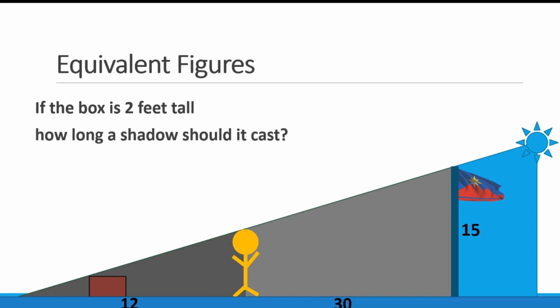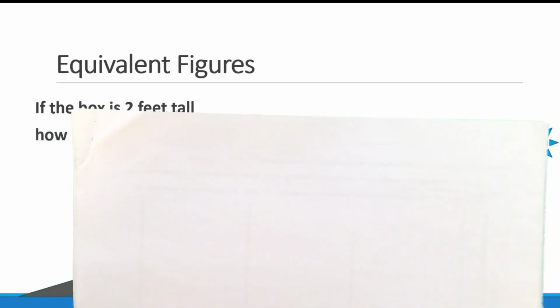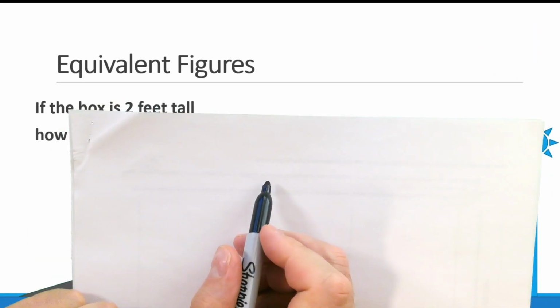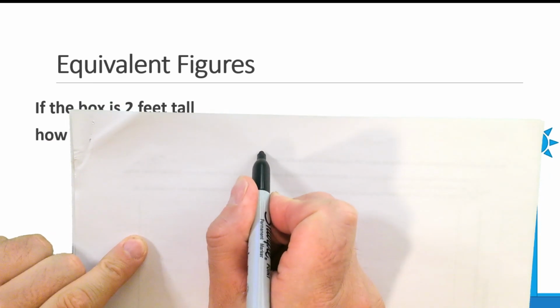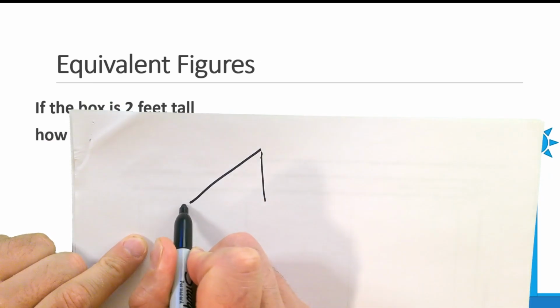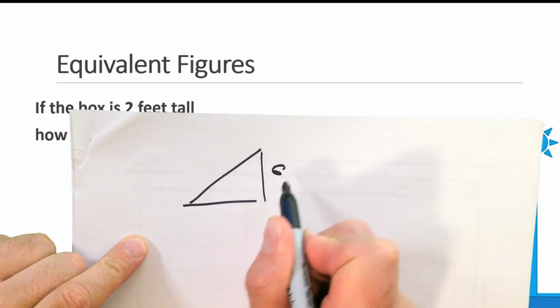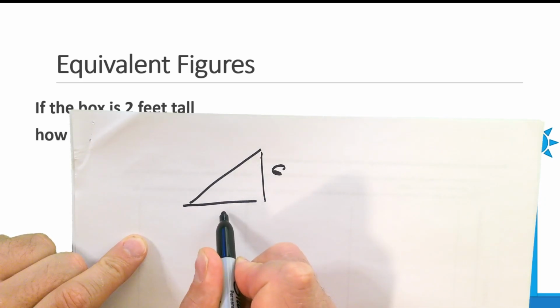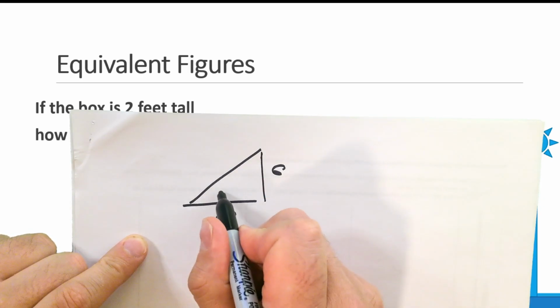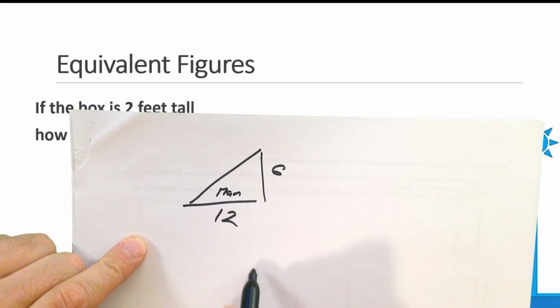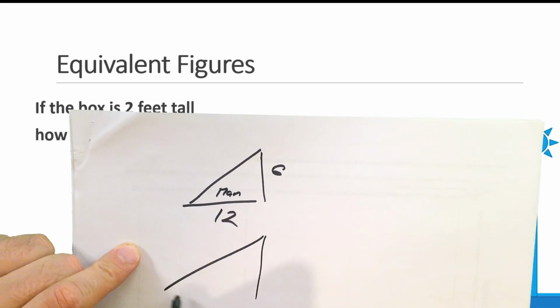In this case, there's a number of ways we could actually solve it. One way would be to compare it to the shadow of the man. He was 6 feet tall, and he cast a 12-foot shadow. Or we could compare it to the new information we got. The 15-foot flagpole with a 30-foot shadow.